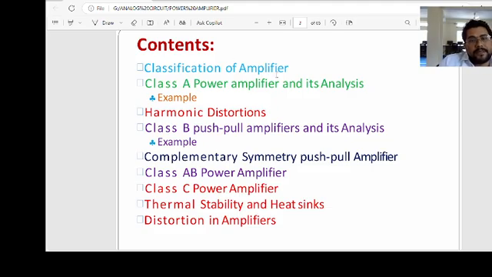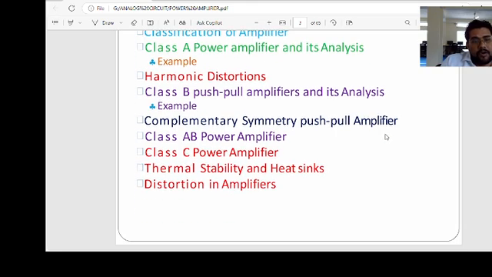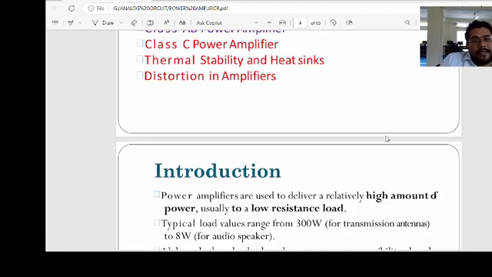In this classification we will see the class A power amplifier and its analysis. Then we will see harmonic distortion, the class B amplifier and its analysis, then class C, and thermal stability.